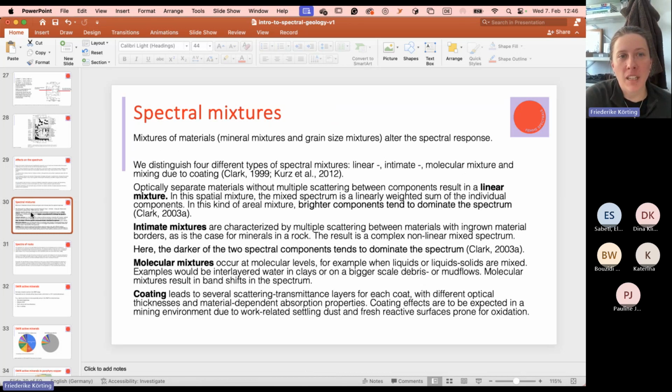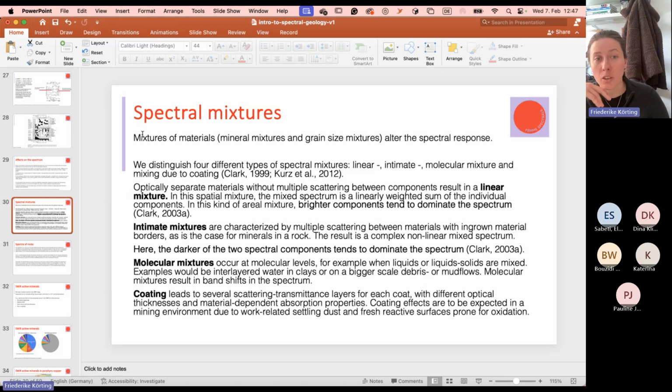We have a couple of different mixtures that are more interesting for us when we don't look at pure samples, which is usually the case. We can have a linear mixture, just a spatial mixture, by having components present in close proximity that will fall into one pixel that we are measuring, or one field of view that we are averaging a spectrum from. Then we have intimate mixtures, which is quite typical for ingrown material borders and grain boundaries when we look at a microscopic level.